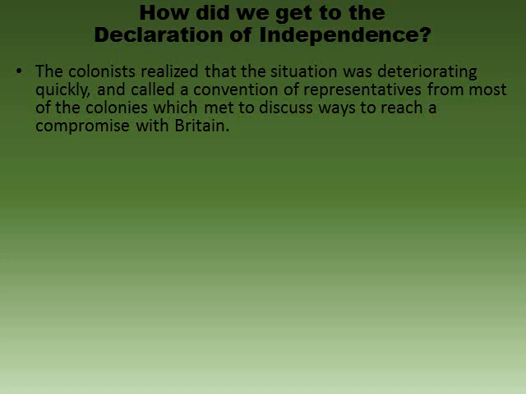And so this was something that had never been done before, to have representatives of all these colonies meet together and talk. But they were willing to do that, trying to figure out a way to ratchet things down a little bit before things got too much worse. And so in 1774, the First Continental Congress met to try to come up with some kind of way to reach a compromise with Britain, and that really didn't go anywhere.